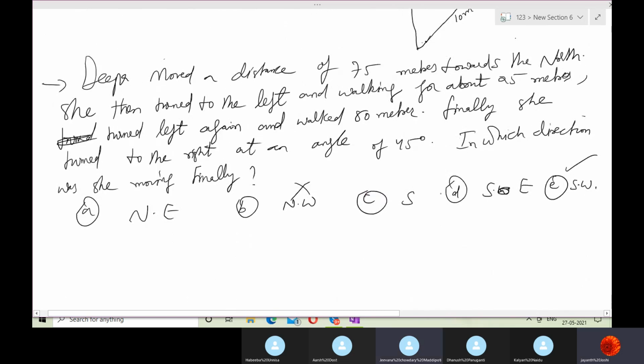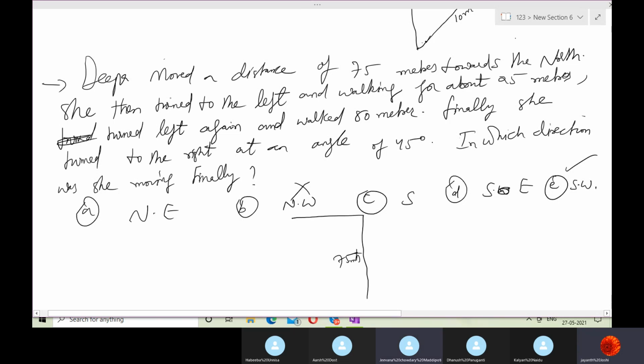See, Deepa moved a distance of 75 meters towards north. So Deepa is here. She is moving 75 meters towards north. Correct? She then turned to the left. So if she is moving north, this is right and this is left. Correct or wrong? So she is going left.